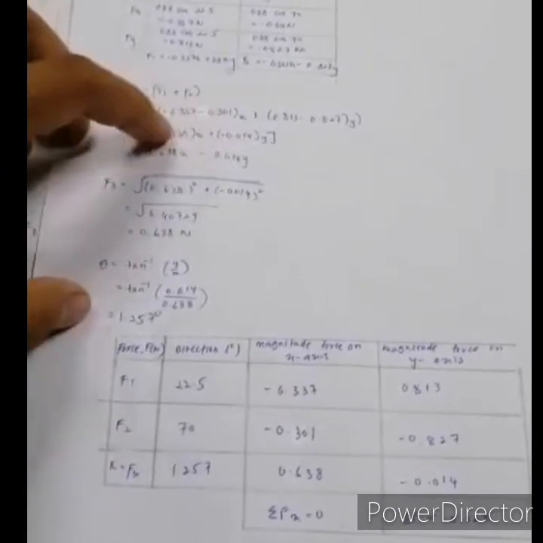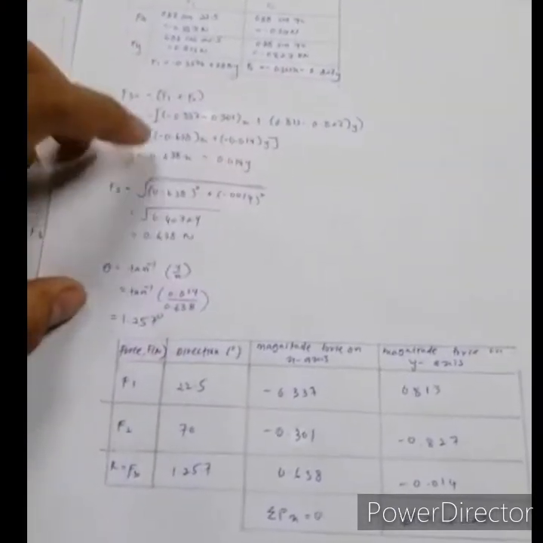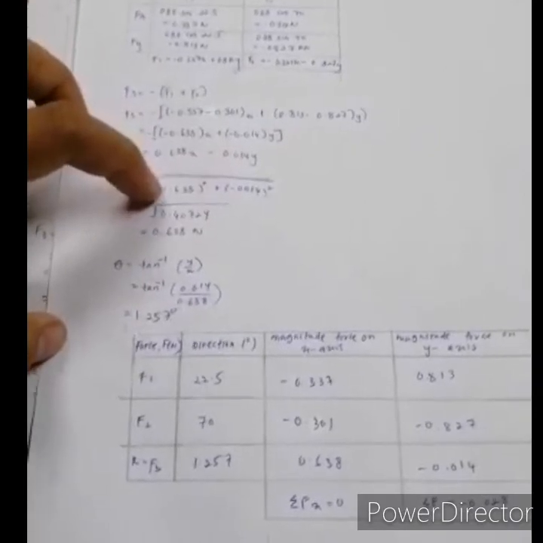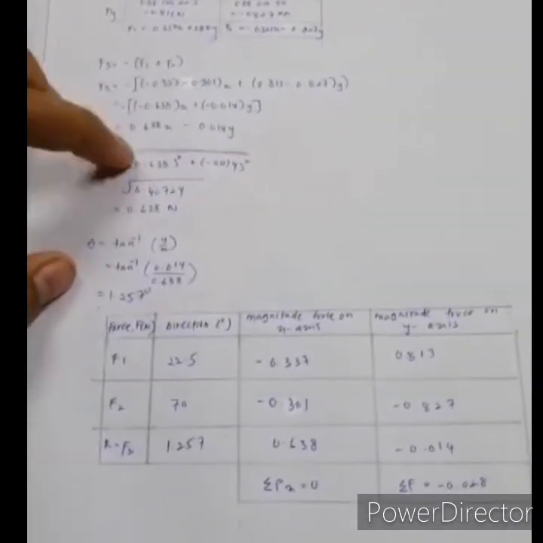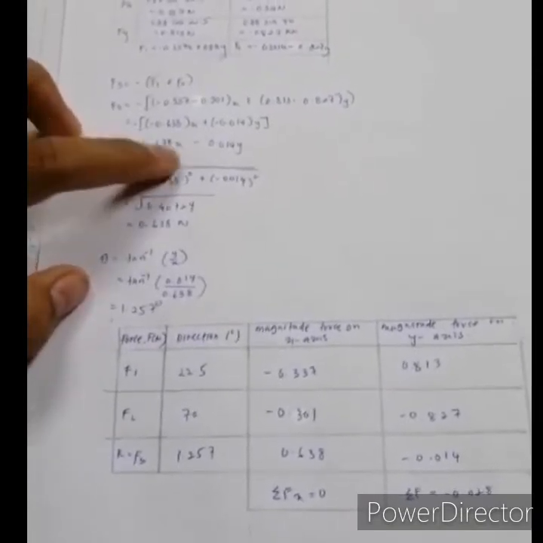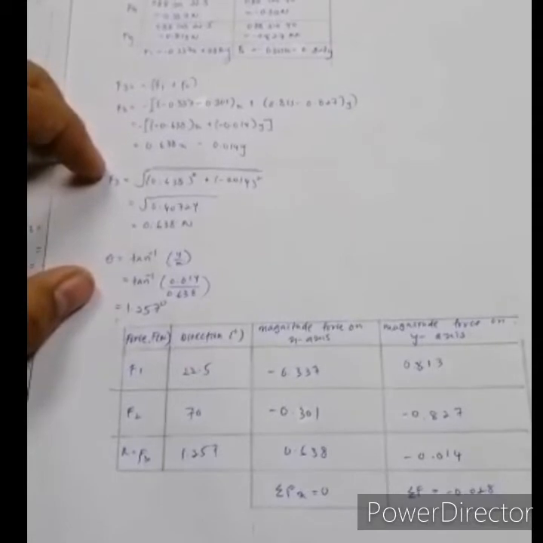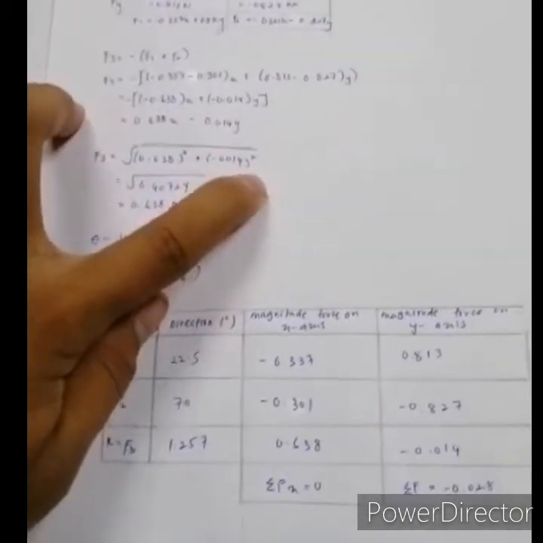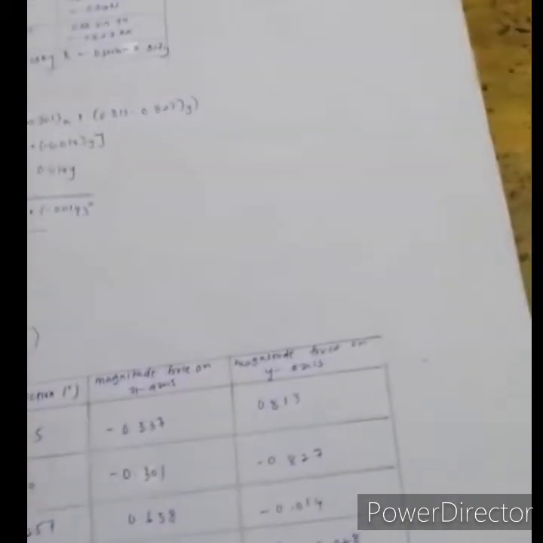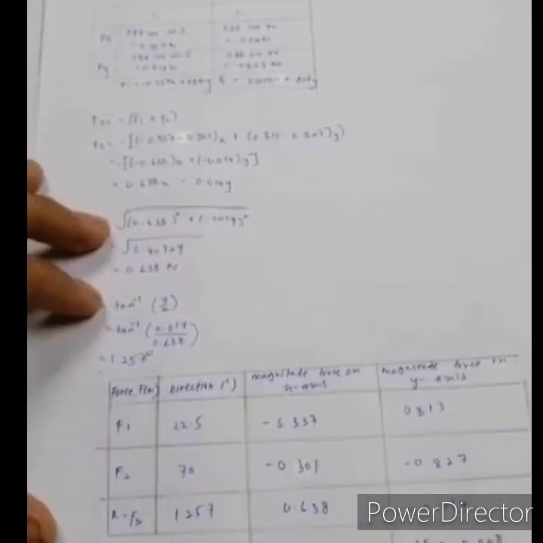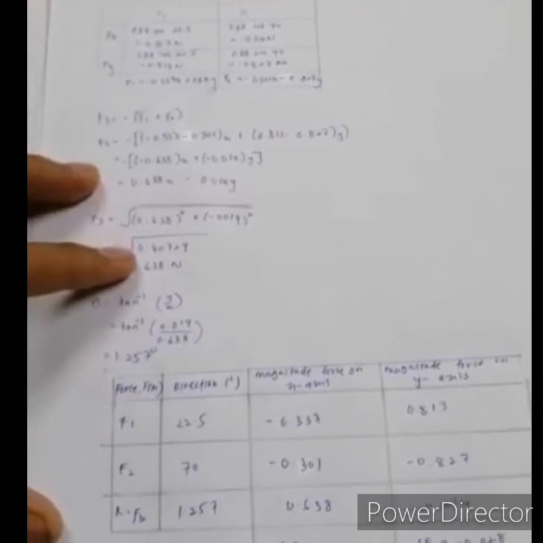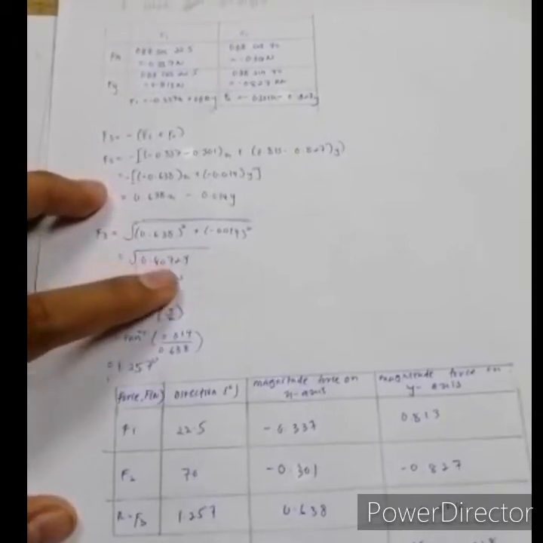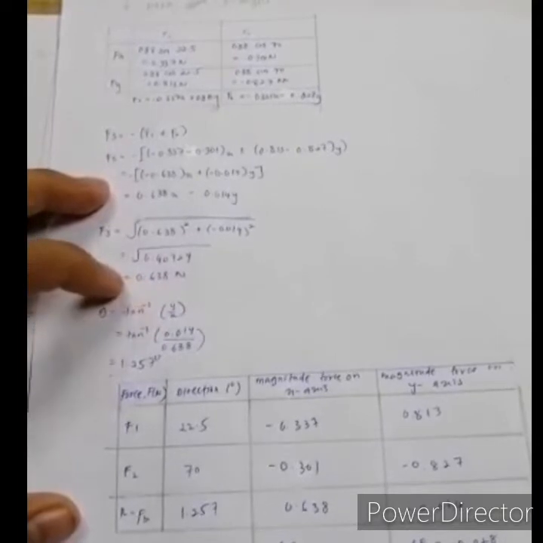The answer of this F3: square root of bracket 0.638 bracket squared plus bracket minus 0.014 bracket squared, square root, 0.40724.